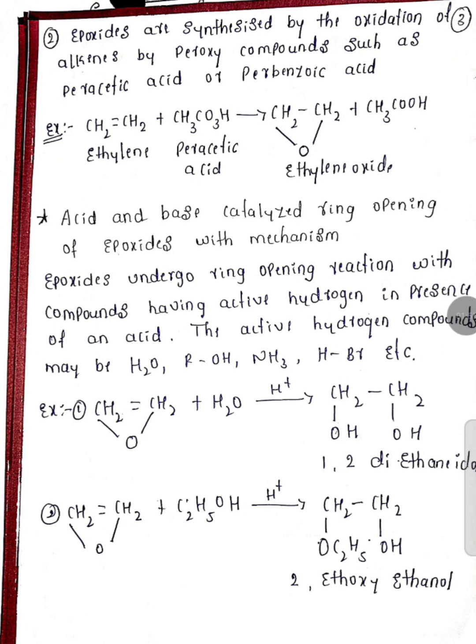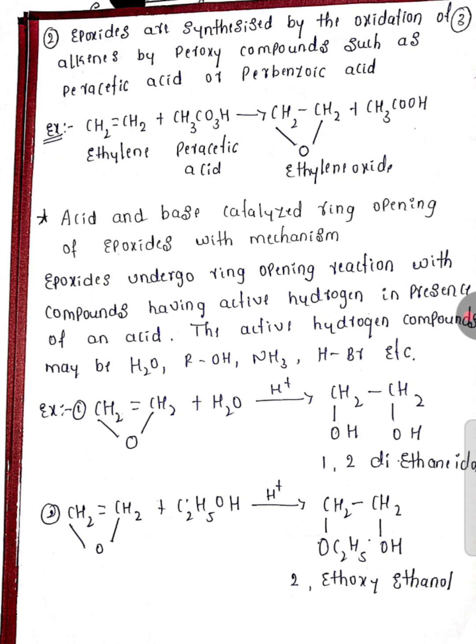Next, epoxides are synthesized by the oxidation of alkenes by peroxy compounds such as peracetic acid or perbenzoic acid. Next, we have to know the reactions. When ethylene reacts with peracetic acid, it undergoes oxidation and gives ethylene oxide.